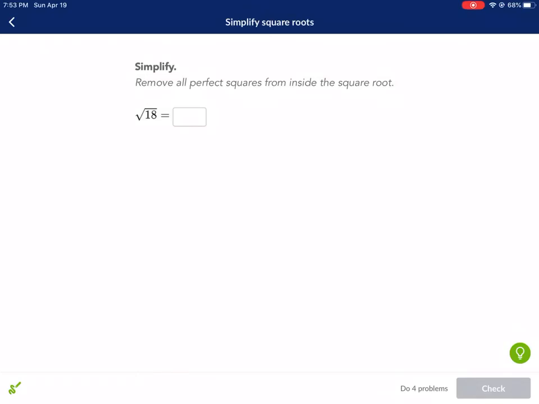Hello everyone and welcome to Simplify Square Roots. This is a Khan Academy exercise. You may find this in a geometry course, in an Algebra 1 course, Algebra 2, or advanced topics. So let's go ahead and get started.